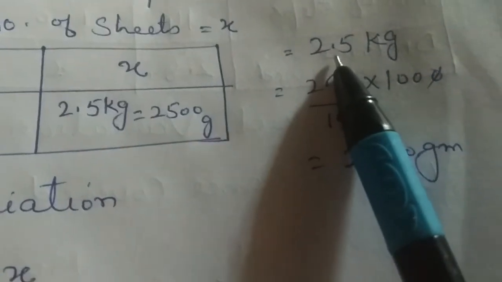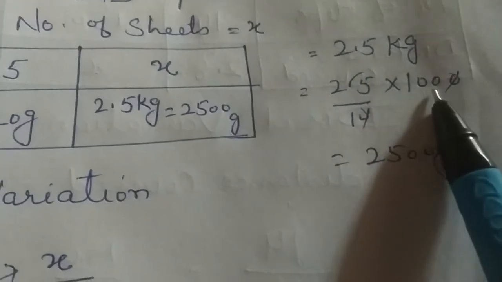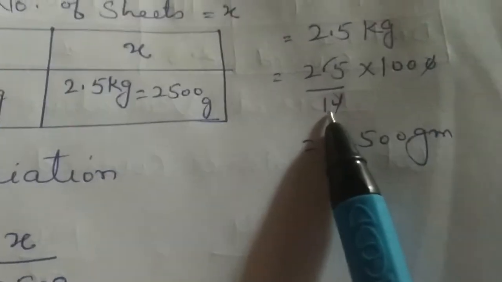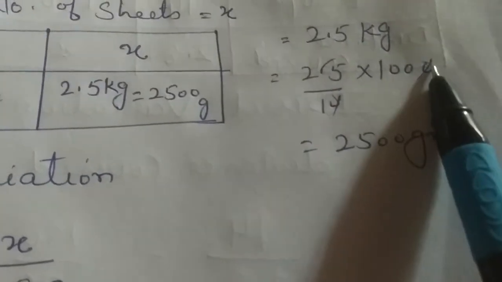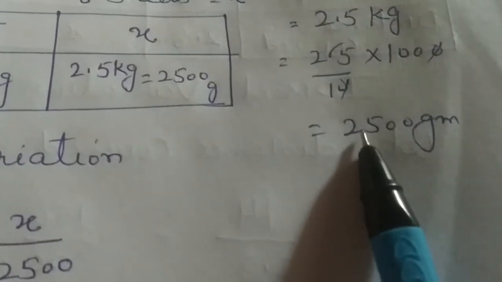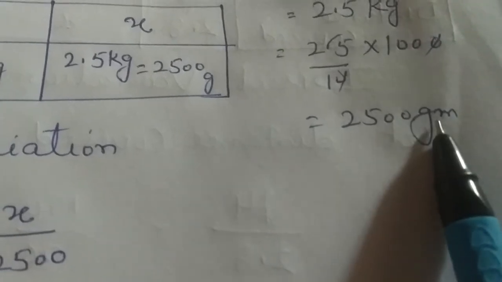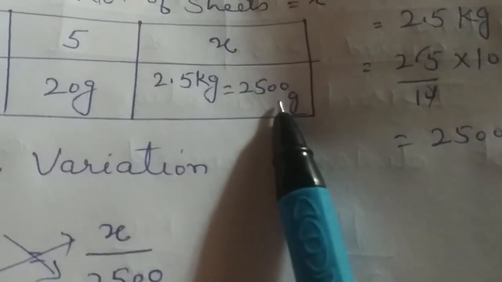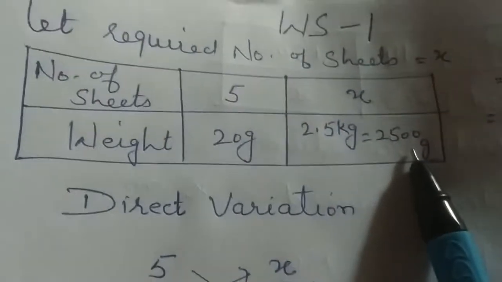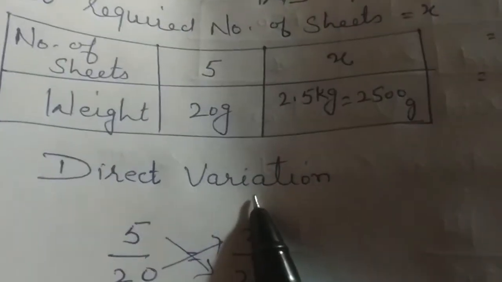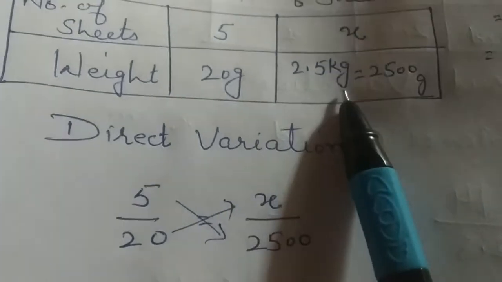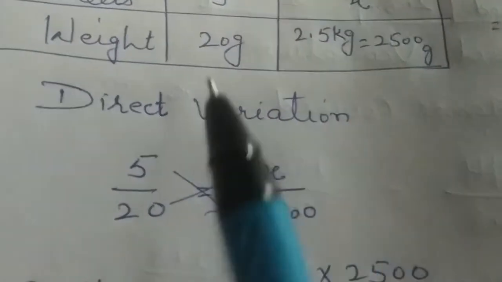2.5 kg, multiply by 1000. I will remove the point here and write 10 here. Cancel this 0 with this 0 and you will get 2500 grams. It means you can write here 2500 grams. As it is direct variation, because if the number of sheets increases, then the weight will also increase.